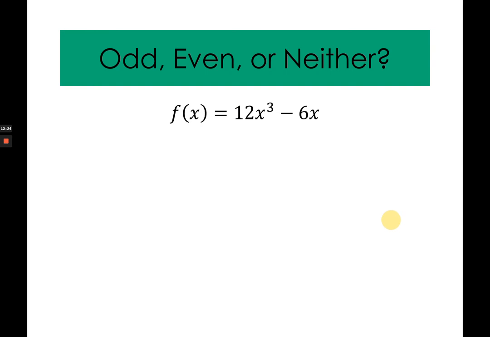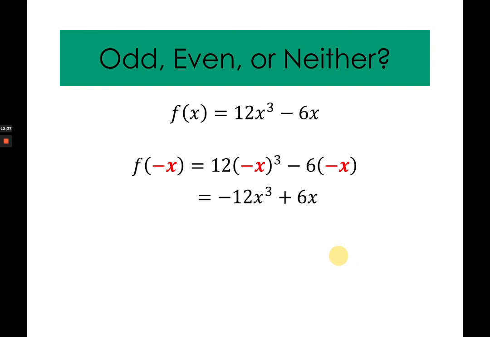Let's have one more example, and probably this is the last. If we substitute negative on the x's, this becomes negative, 12 becomes negative. Negative times negative is positive. Both signs change, all terms change sign, then it is definitely odd.